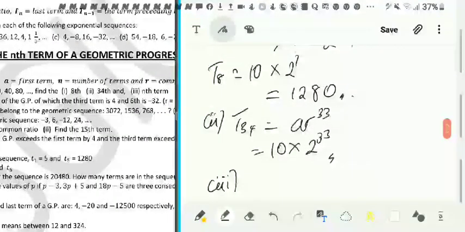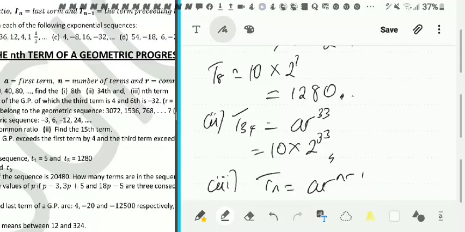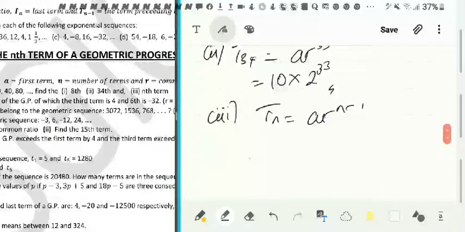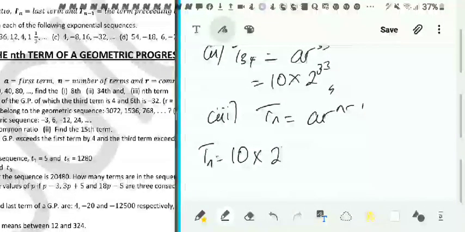Number 3, what are we to look for? We want to find the nth term. So what is the nth term? Tn equals to what? AR raised to n minus 1. A is given as 10, and R is given as what? 2, so 2 raised to the power of n minus 1. Okay, this is the nth term: 10 times 2 raised to the power of n minus 1.